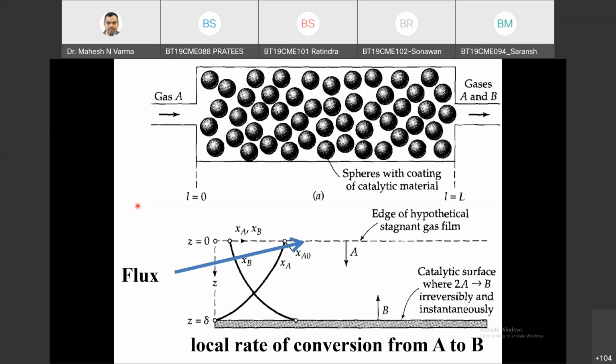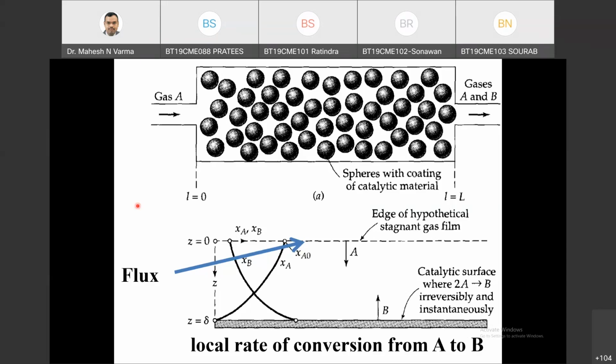Why is there no variation of concentration in X and Y direction? Sir, in X direction, we neglect the end effects, and in Y direction there is no variation. It's symmetrical in Y direction.